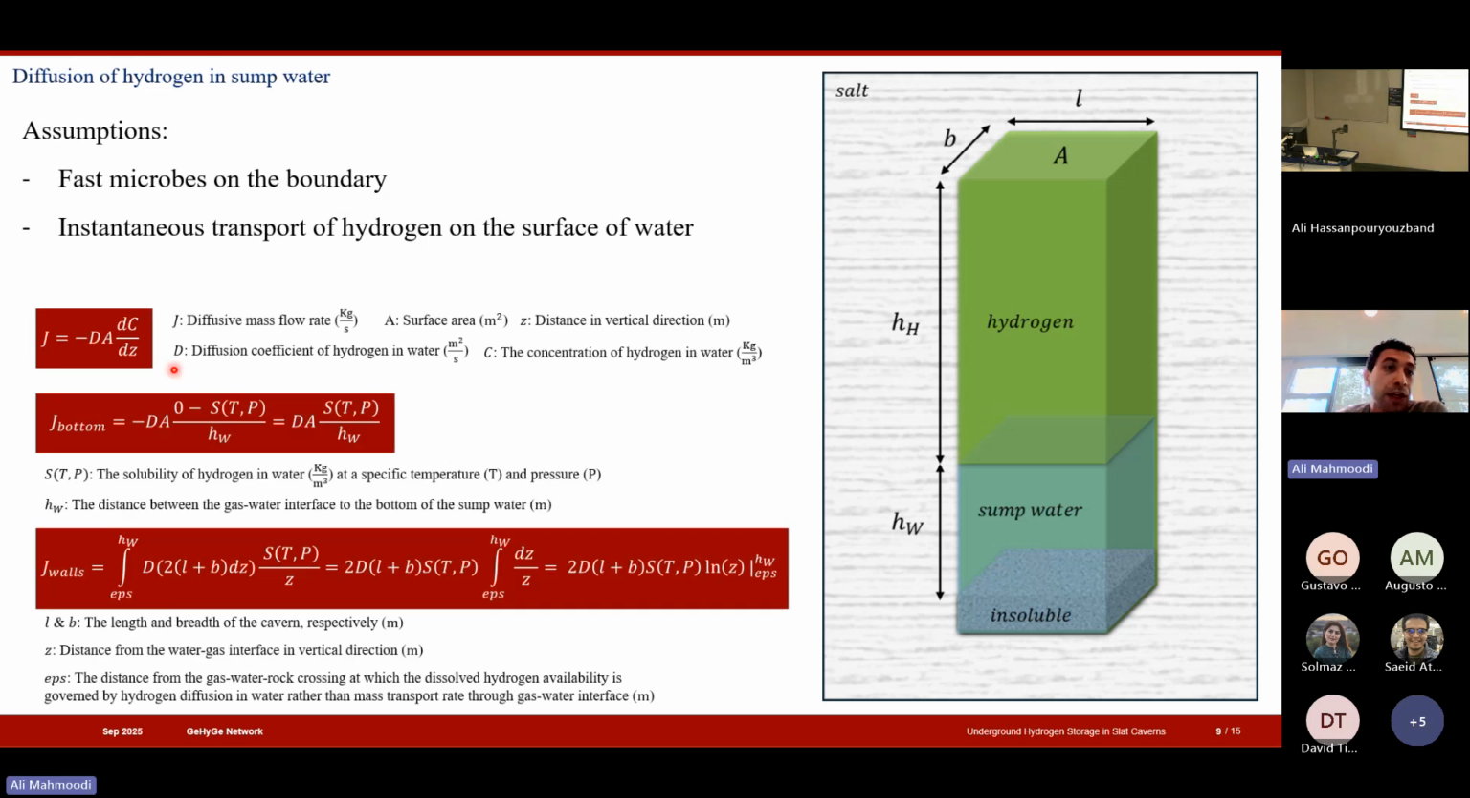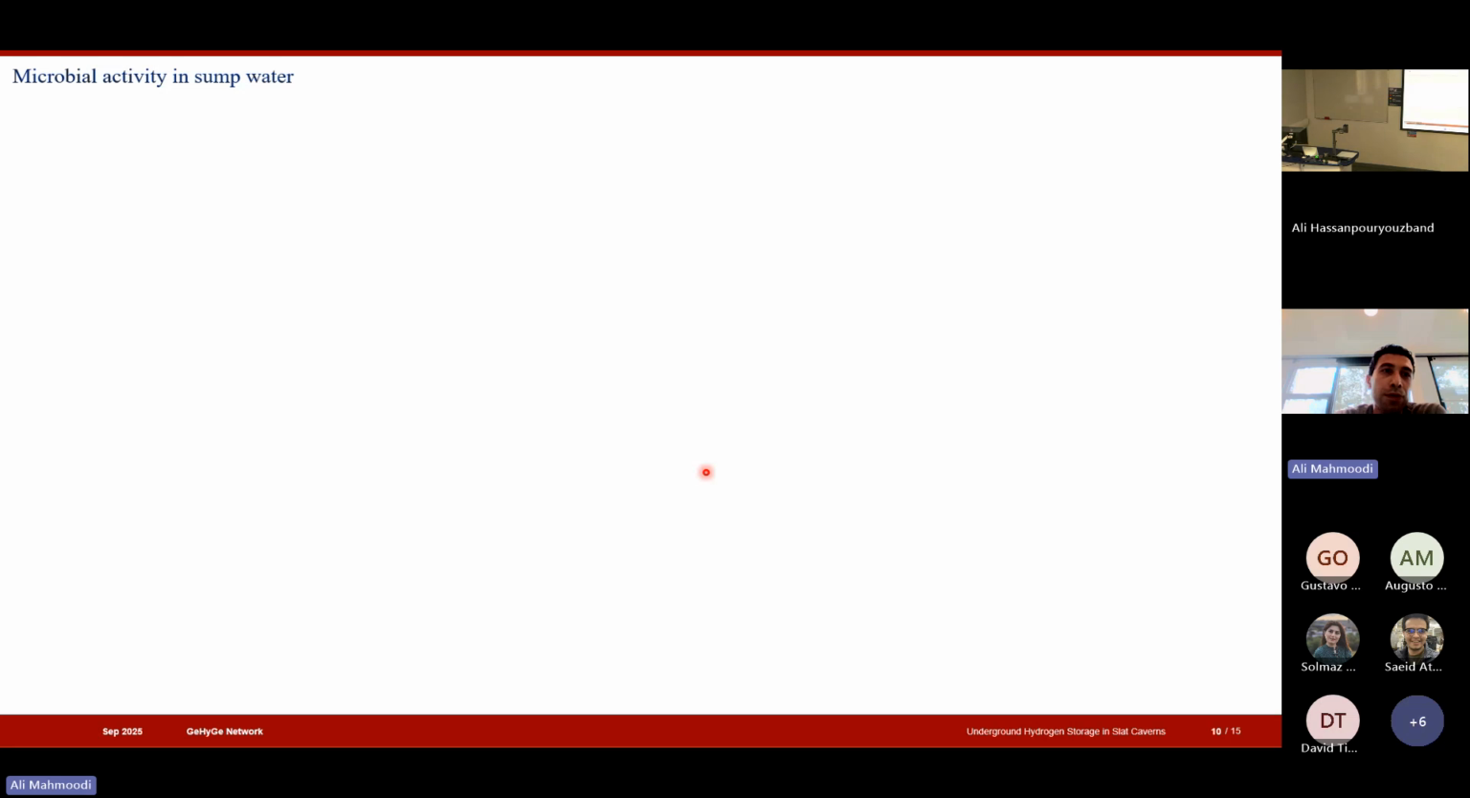A simple Fick's law, which gives us a kind of simplified way of calculating diffusion. If I want to calculate the rate of diffusion down to the bottom, it's going to be a linear profile of concentration and a constant rate. And if I want to calculate it on the walls, it becomes a little bit more complicated, a simple integral. So analytic solutions, nothing complicated.